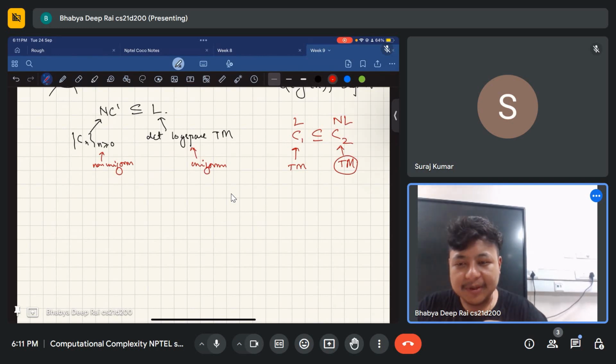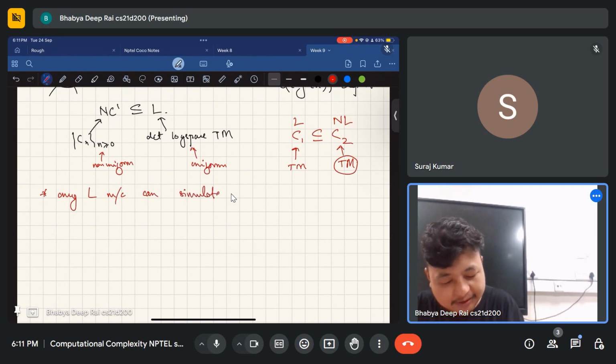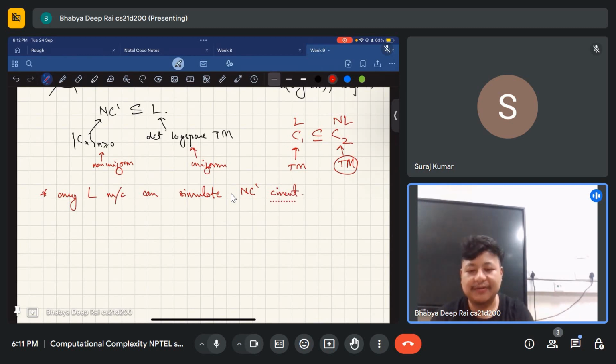But now you want to say, okay, now taking the same idea, you want to say something about simulating Turing machines. You want to say that any Turing machine can simulate a log space, NC1 circuit. That is what you want to say. You want to say any L machine can simulate an NC1 circuit. Any NC1 circuit. That is what you want to say.